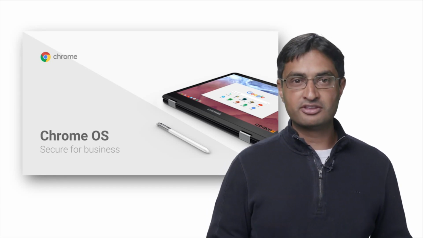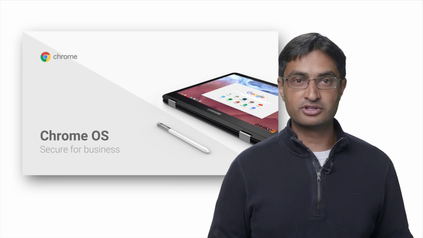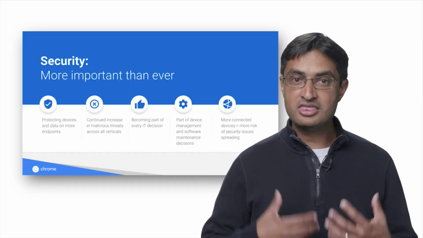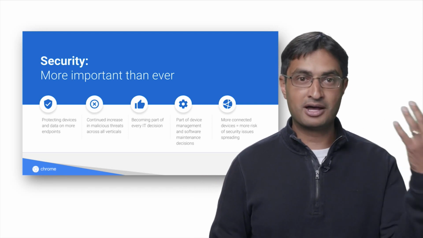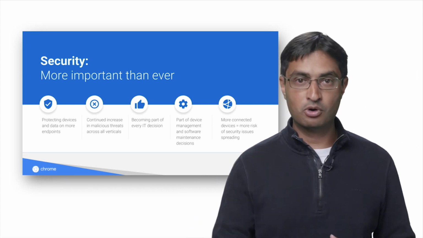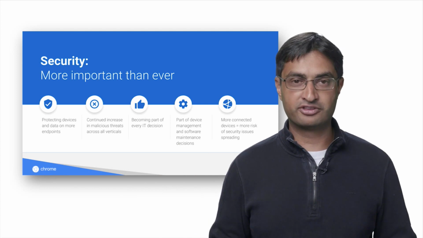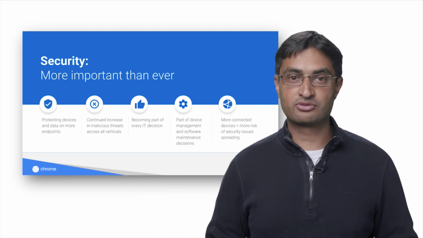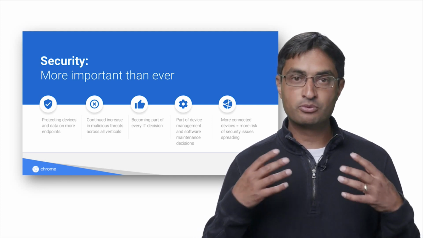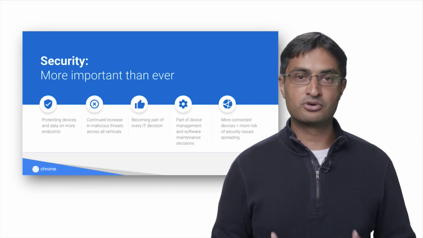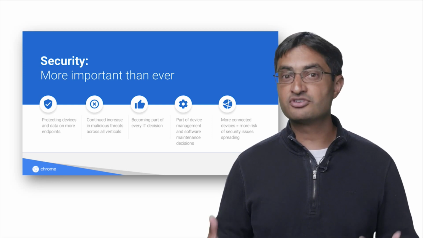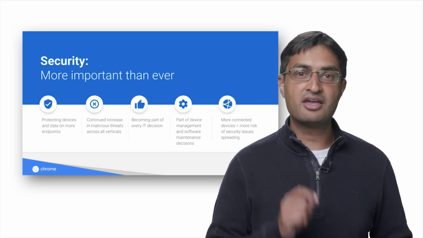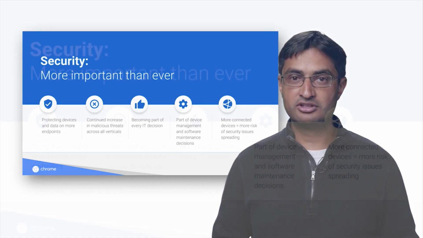Some of the things you need to think about when you think about security are protecting devices and data on more endpoints. The number of endpoints is growing, as you think about not only laptops, but mobile and a variety of other endpoints within your enterprise. There's also a continued increase in malicious threats across all verticals. We're seeing a huge increase in the number of threats and the different types of threats. And so security becomes part of every IT decision you need to make.